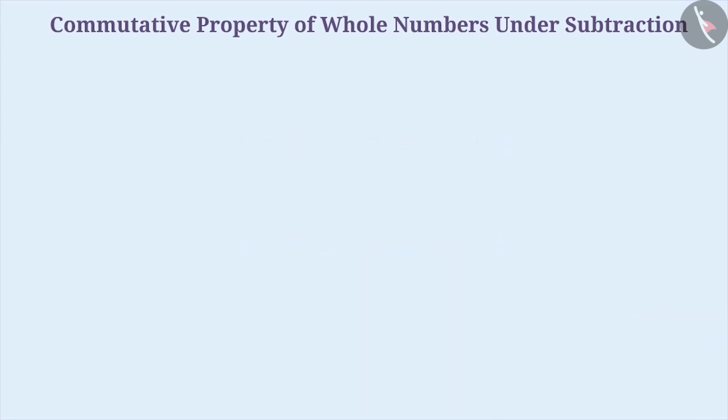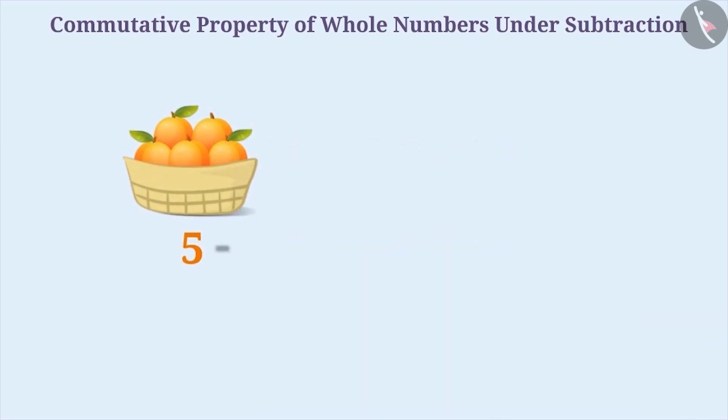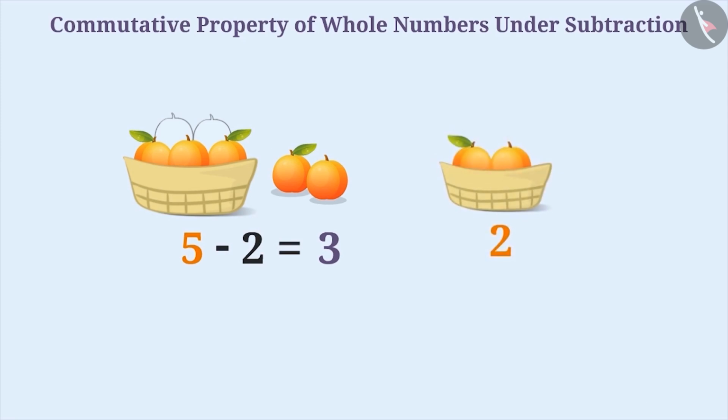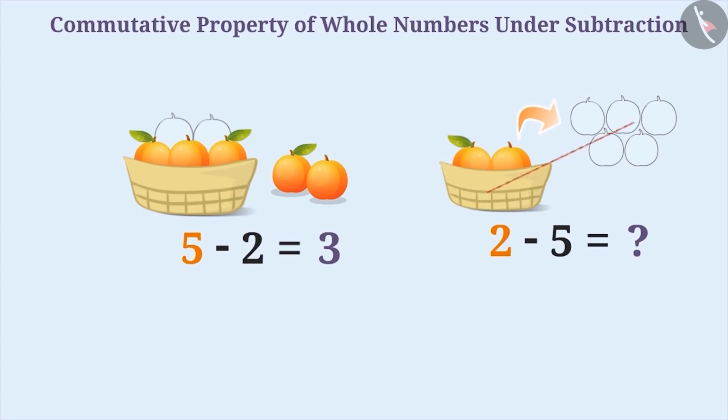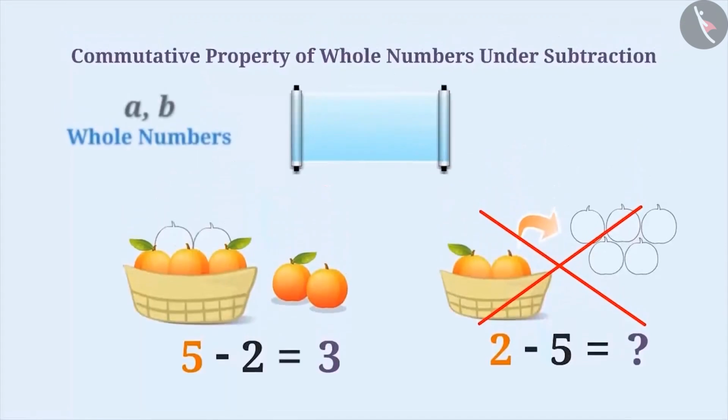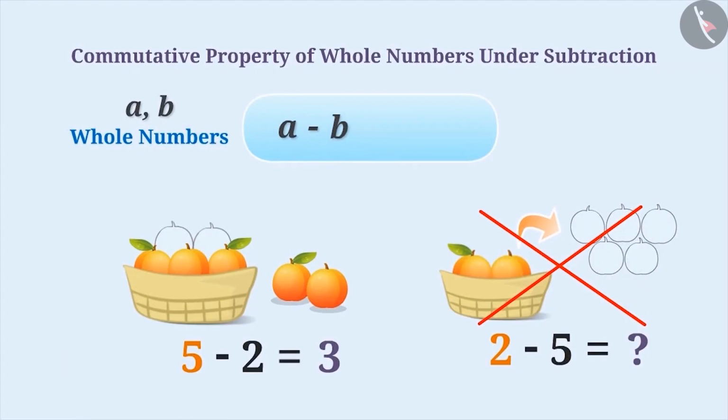Let's see. Is it possible to subtract a smaller whole number from a bigger whole number? However, we cannot subtract a bigger whole number from a smaller whole number. Therefore, the subtraction of any two whole numbers A and B cannot be done by changing the order of the numbers.